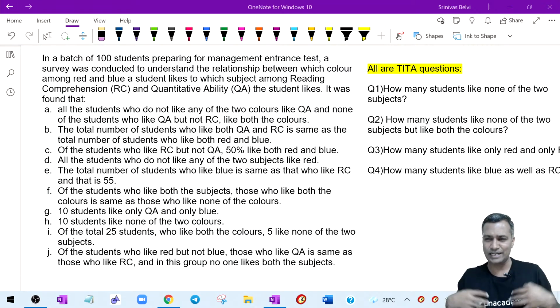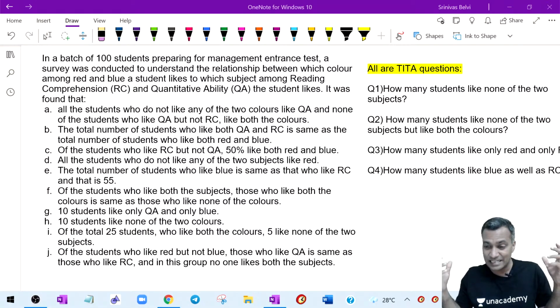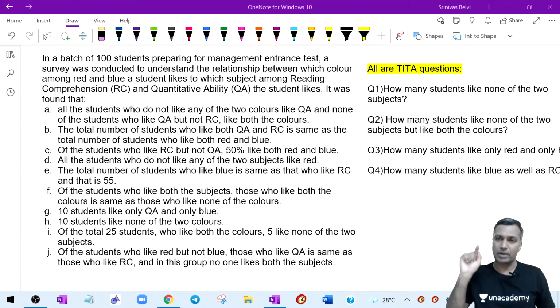This particular set, whether I do it or you do it, we need a lot of patience. Sometimes all the patience is tested. That's what happens in CAT DILR sets. They literally test your patience. It is not that at the touch of a button I will get my answer.